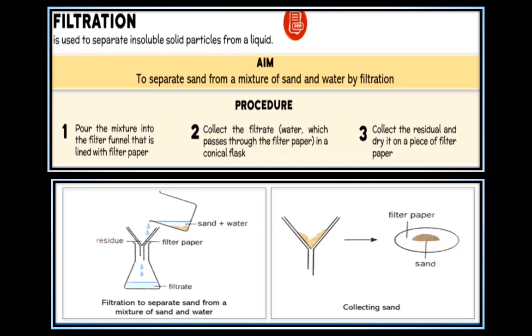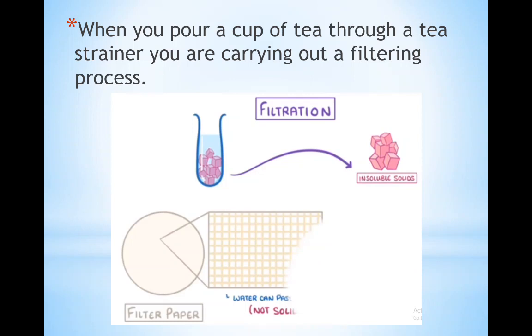And the one which is left over is the residue. Collect the residue and dry it on a piece of filter paper. Now when we dry the residue, we'll get the sand. When you pour a cup of tea through a tea strainer, you are carrying out a filtering process.